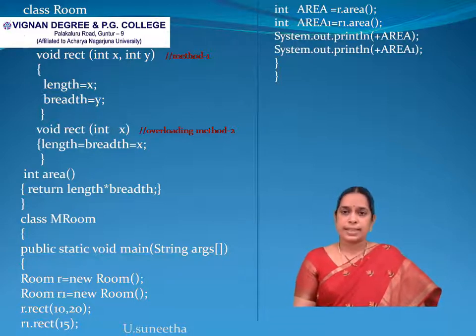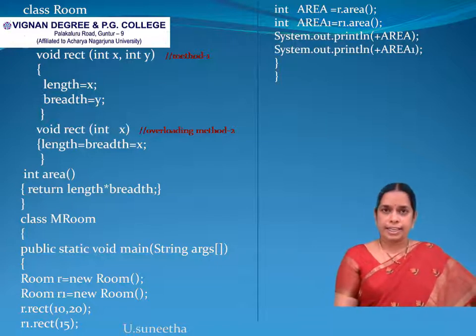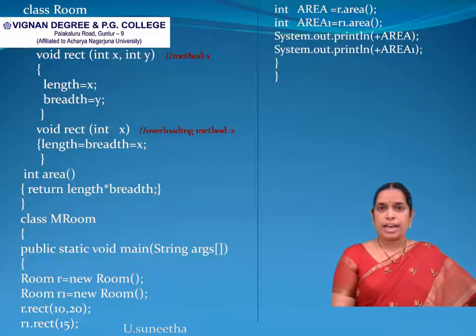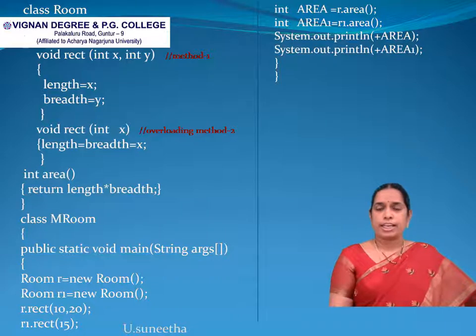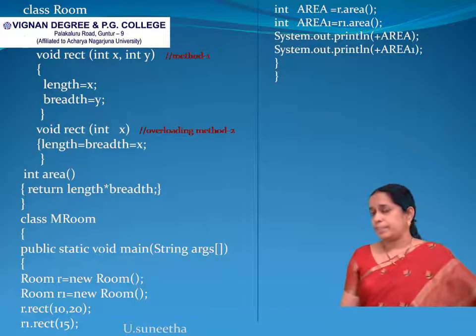Next, moving on to the second class, that is the MRoom class. It is generally treated as the main class, and because it is the main class, we have to write the main method here. Within this main method, we are creating the objects for the Room class. The objects that have been created are R and R1.